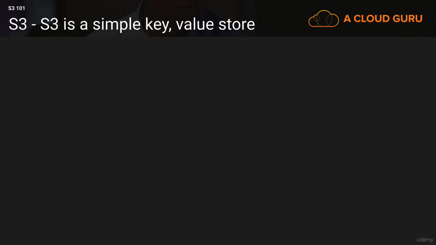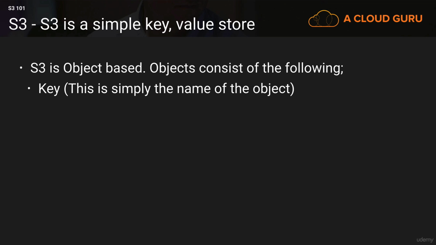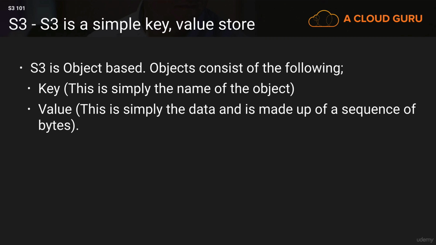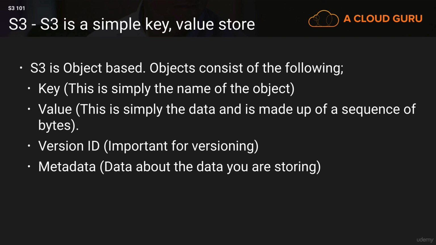So S3 is a simple key value store. And what do we mean by that? Well, basically, S3 is object-based, and objects consist of the following. So you've got your key, which is basically the name of the object. Then you've got your value, and this is simply the data, and it's made up of a sequence of bytes. Then you've got your version ID, and this is really important for versioning, and we're going to have a whole lab on versioning coming up in this section of the course. Then you have your metadata. If you're new to IT and you don't know what metadata is, it's simply data about data. So metadata might be the date that you uploaded this file, or the last time you updated it, for example.